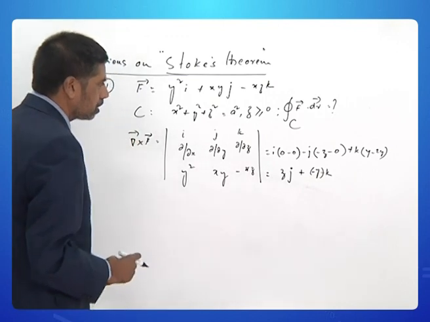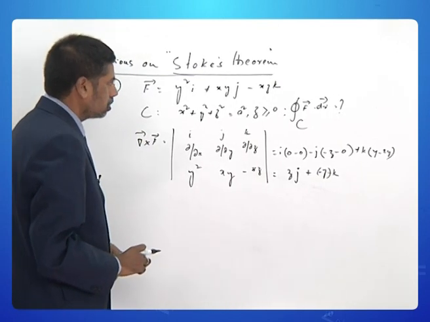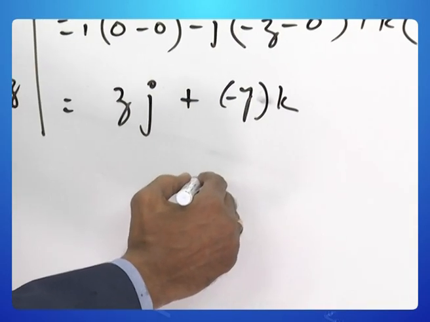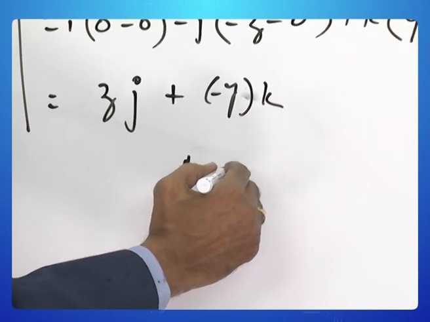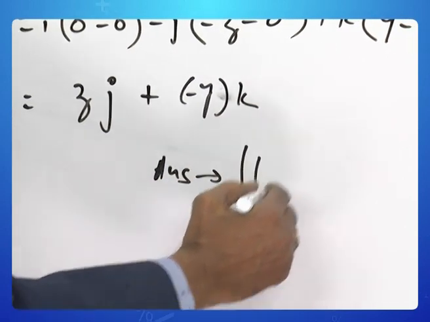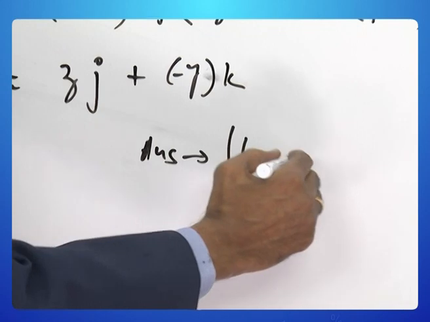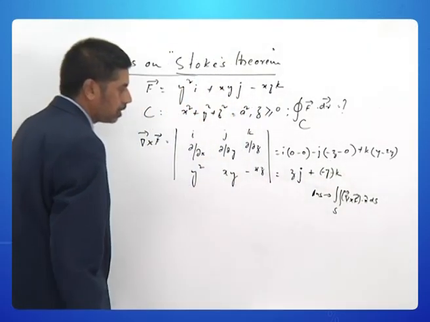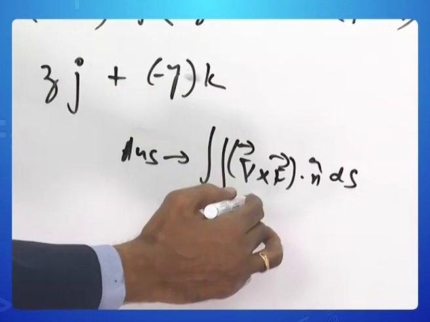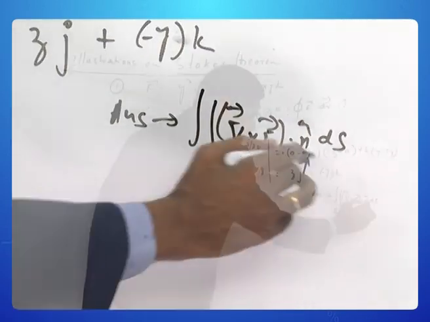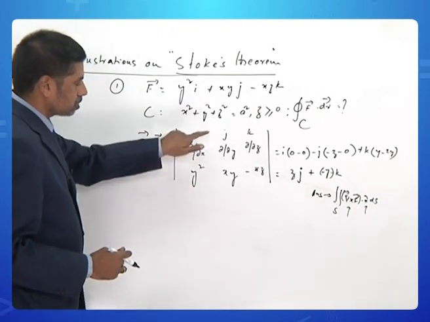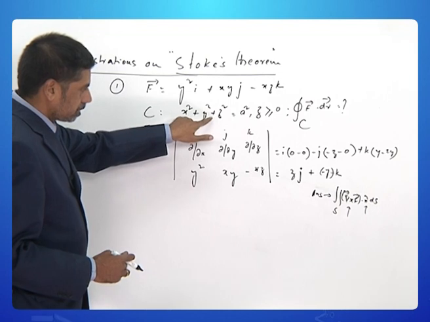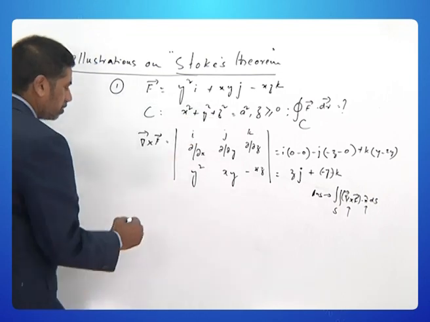All right. Now remember, we are interested in the answer obtained from curl f dot n cap ds. So this part is already computed, so we need n cap. N cap is a unit surface normal of the given surface. So we'll have to calculate the surface normal of this surface.